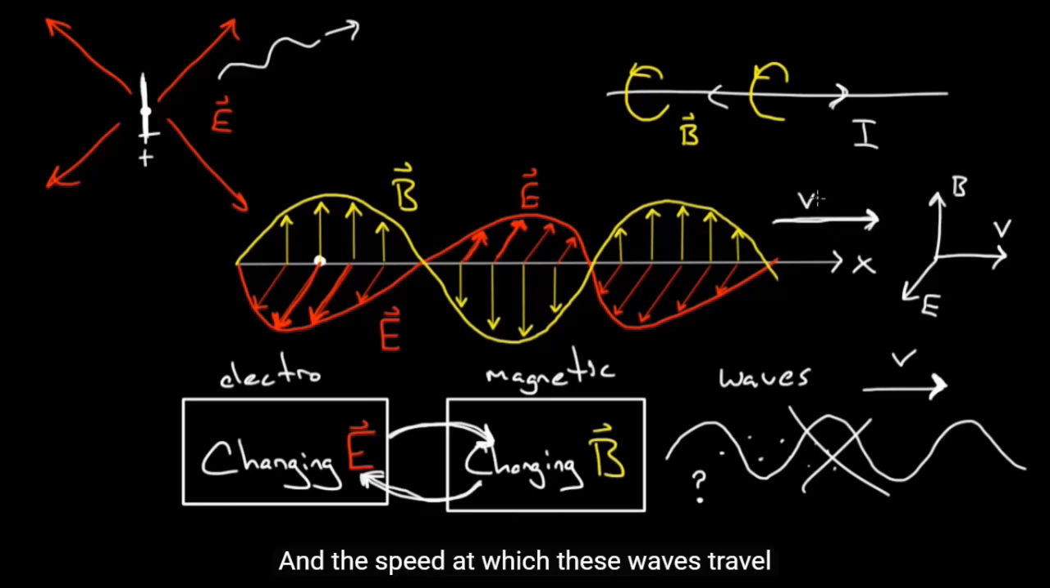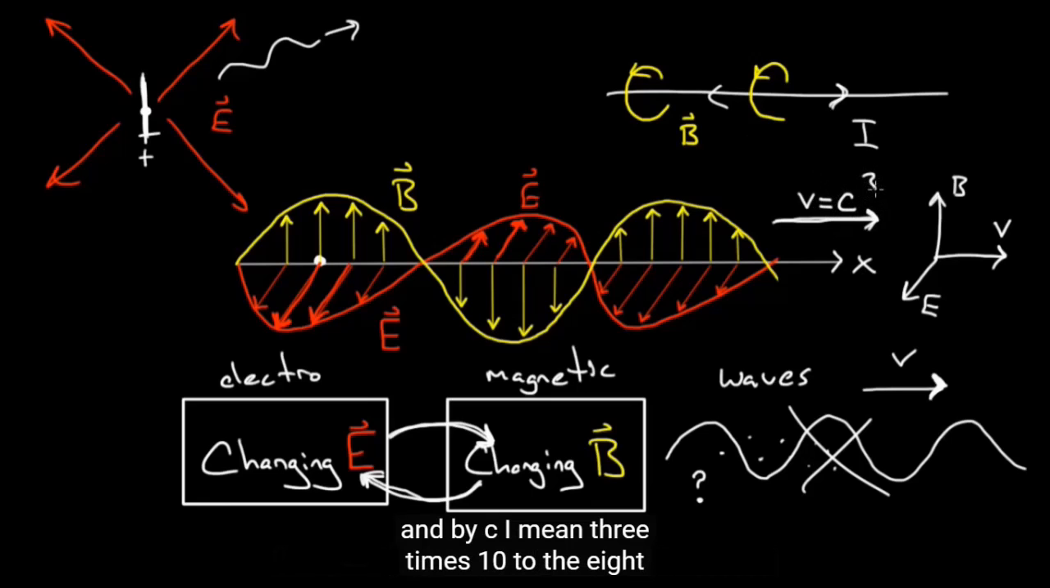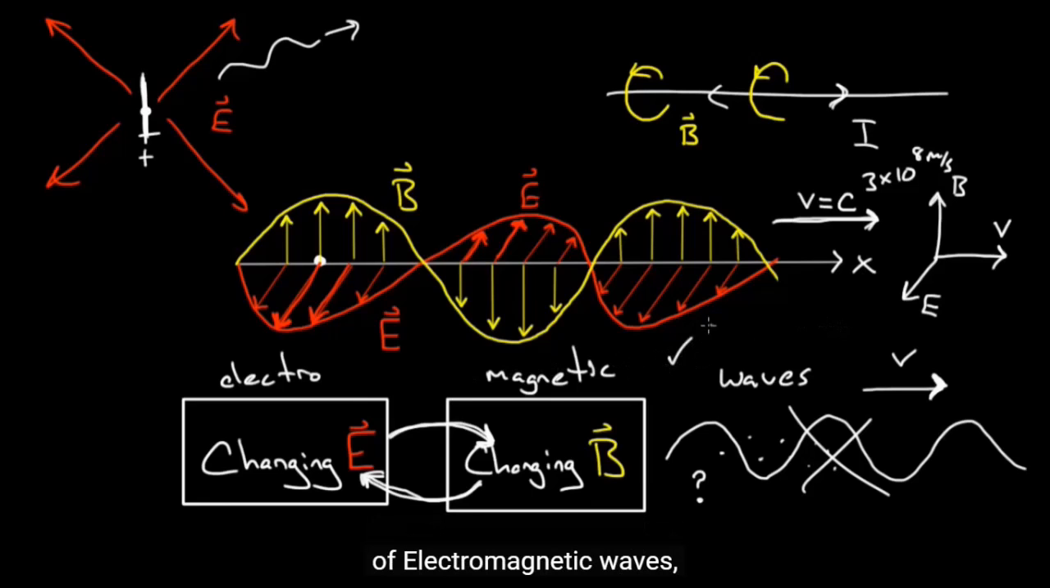And the speed at which these waves travel is the speed of light, c. And by c, I mean 3 times 10 to the 8th meters per second, because light is just an electromagnetic wave. Light is a special example, one particular example of electromagnetic waves, but it is only one example. These waves can have any wavelength.